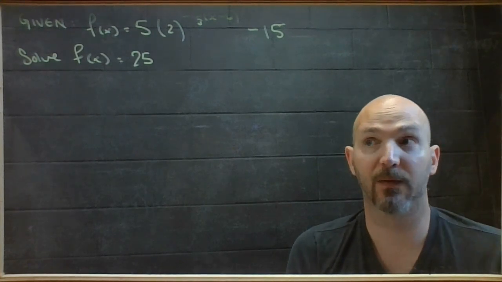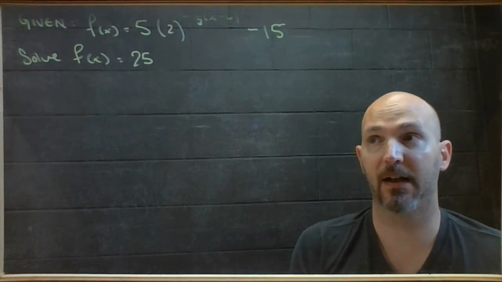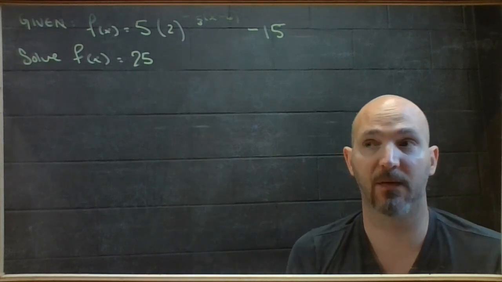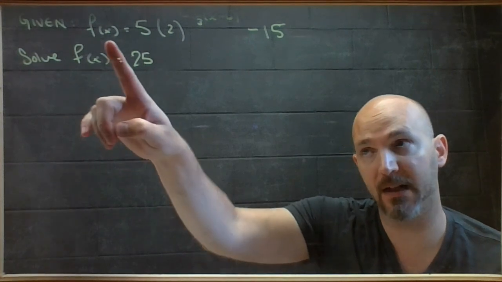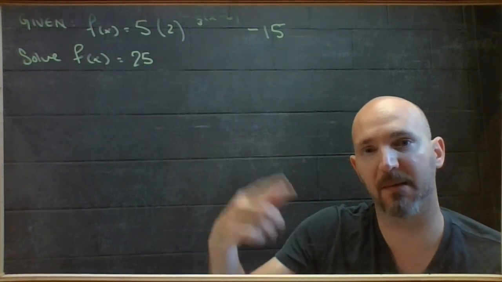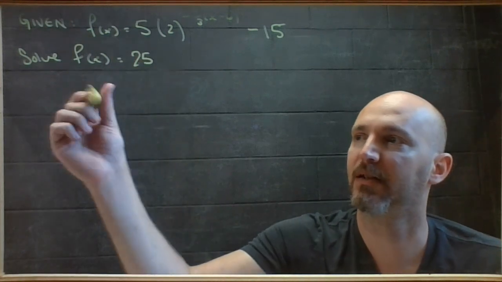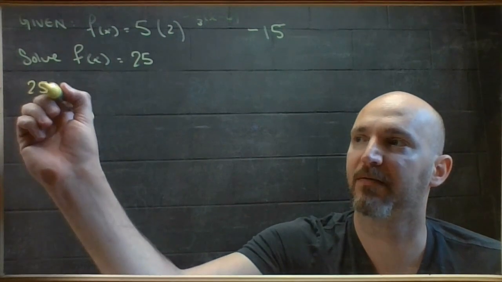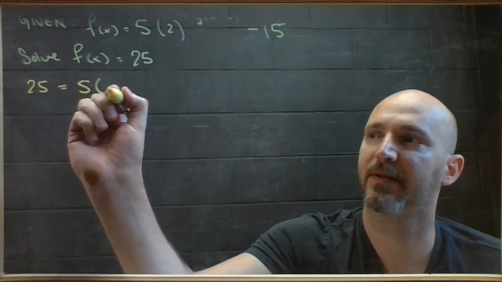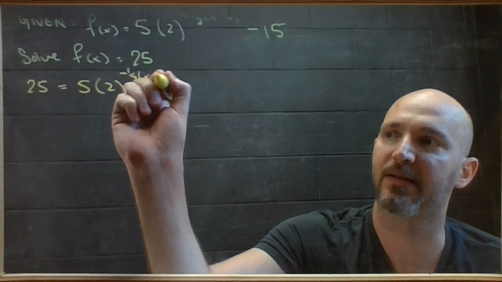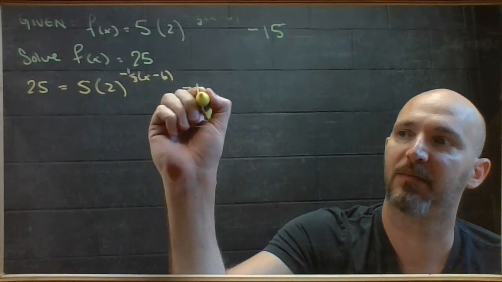So I have a different flavored exponential now. I have a base 2 instead of a base 3. But I'm still just solving, so I just need to put this number into here and then make my list of algebra steps and then systematically undo them. So putting my 25 in, I end up with 25 is 5 times 2 to the exponent negative 1/3 x minus 6, minus 15.